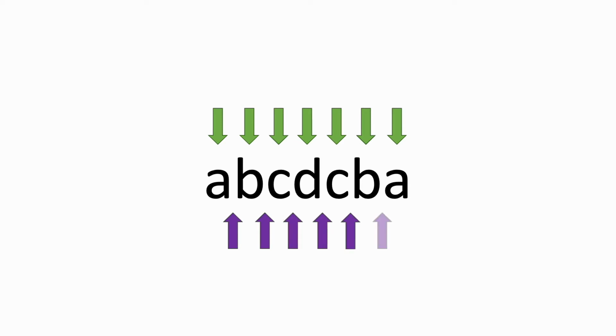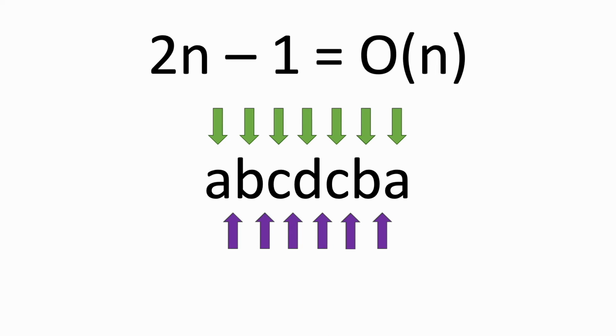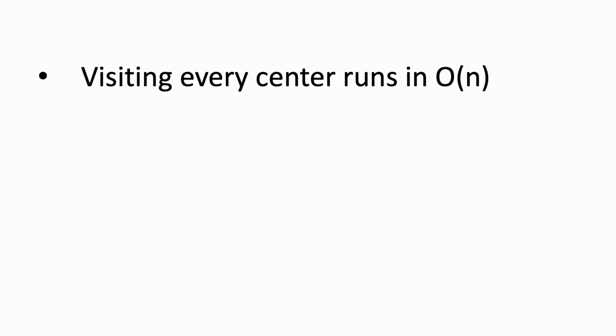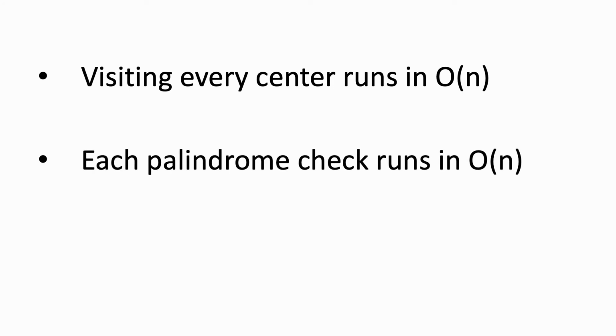So now the question is, how many different centers can a string have? Well, if the substring length is odd, then any of the characters could be the center. And if the substring length is even, then the center could lie between any two characters. If the length of the substring is n, then there's a total of 2n minus 1 centers, which is O of n. So if visiting each center is O of n, and each palindrome check is also O of n, then that means that the overall algorithm will now run in O of n squared time instead of O of n cubed time. Now let's look at the code and see how we can do this in Python.